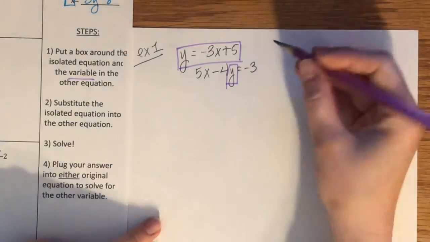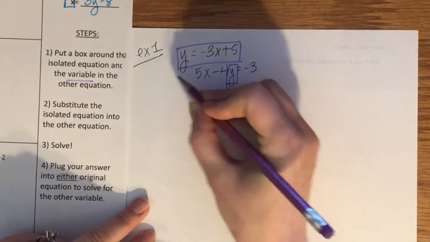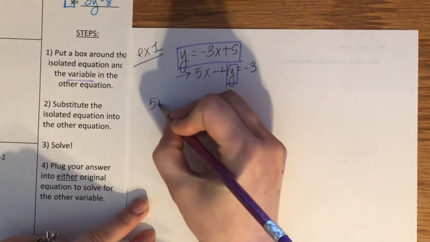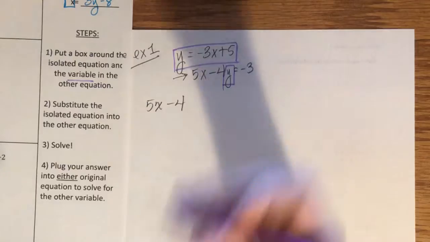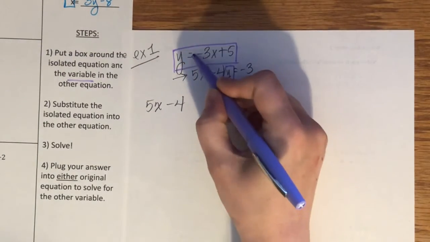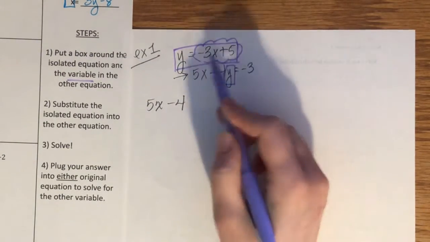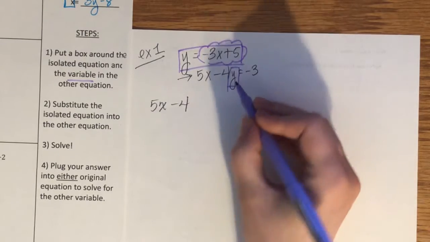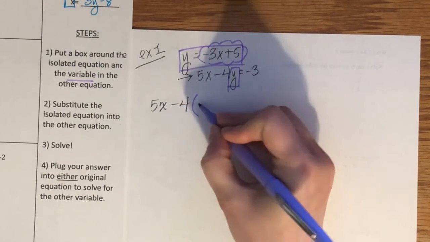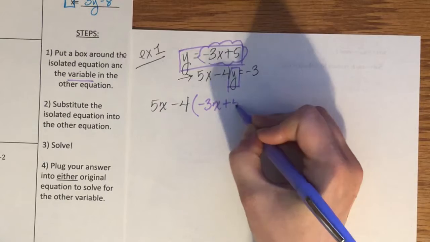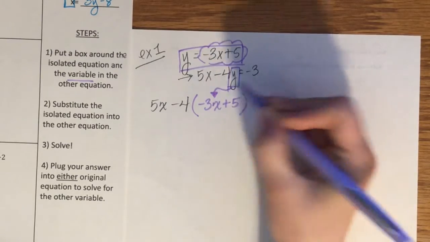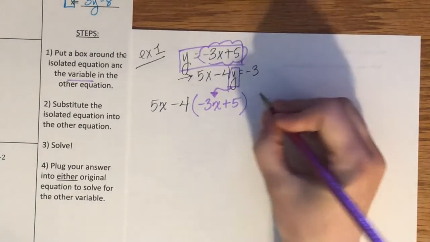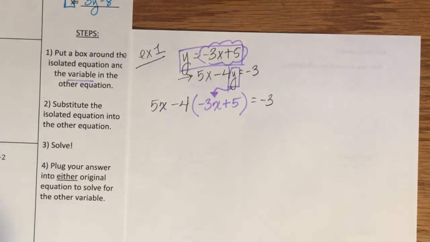So I'm going to now take this bottom equation, 5x minus 4y equals negative 3. Now instead of y, what this is telling me is y is the same thing as negative 3x plus 5. So instead of y, I'm just going to replace it with negative 3x plus 5. The y goes away completely because it's been substituted in. Now, the whole reason we do this is so that we only have one variable. So now we only have x's.